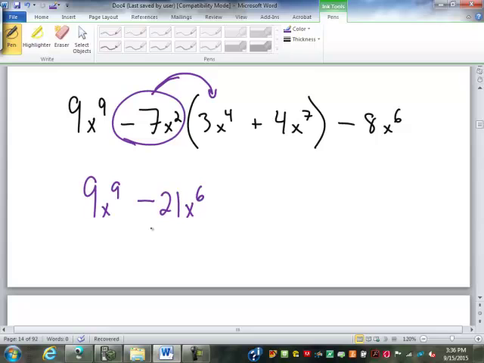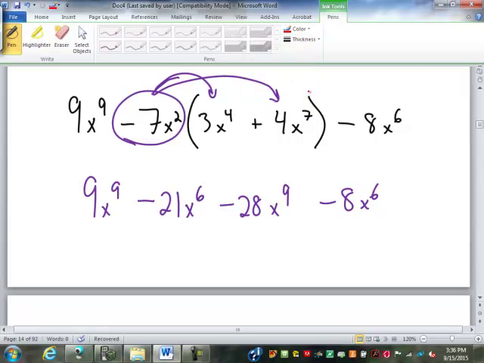Perfect. Negative 21x to the 6th. We add the powers when we're multiplying variables. 2 plus 4 makes 6. Then we also have the negative 7x squared times 4x to the 7th. Negative 28x to the 9th. Good. Then we still have the negative 8x to the 6th on the back end.